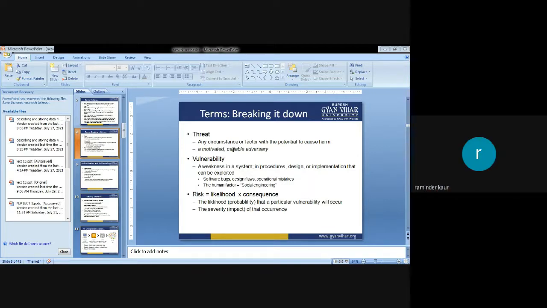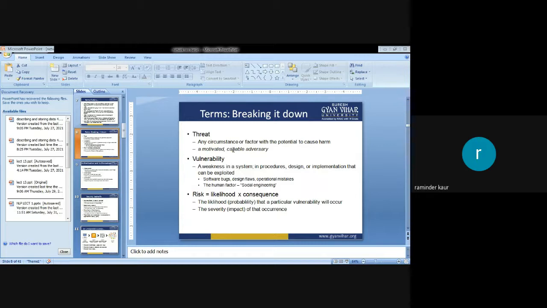Take an example: I am using certain software and there are 10 techniques associated with it. But out of two important techniques, I am weak in learning the second technique that could be applied to protect our information. So if the hacker knows my weakness, then he will be able to exploit my system. That is what vulnerability is. It is concerned with software bugs, design flaws, and operational mistakes. In addition, it is concerned with the human factor, that is social engineering.